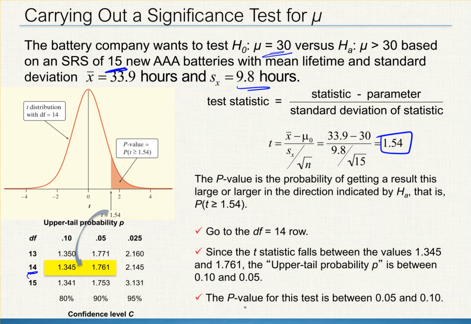And we're looking for this number in the table. When I look at that, it's somewhere between 1.345 and 1.761, right? 1.54 lies between there. So the p-value for this test is somewhere between 0.05 and 0.1.